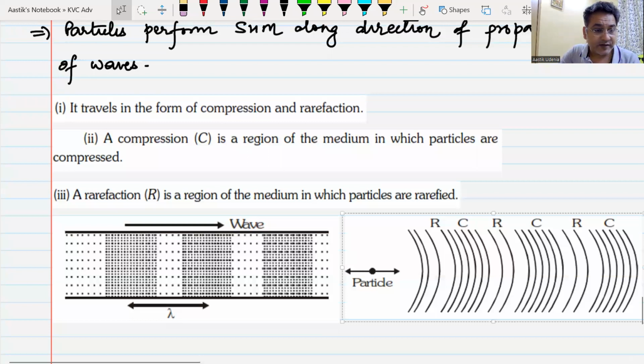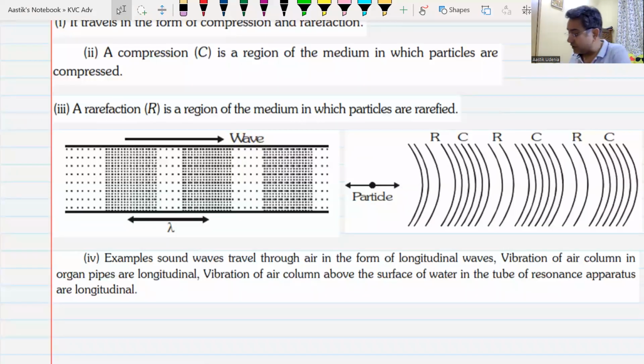This is the phenomenon of compression and rarefaction in a longitudinal wave. What are the examples of longitudinal waves? Whenever we come across longitudinal waves, the first thing that will come to our mind is the sound wave. Now, apart from sound waves, we are going to see one more thing. We will be seeing vibrations in air columns. In longitudinal waves, we will be doing this topic. Don't worry. But right now, you can just note down, there are two good examples of longitudinal waves.